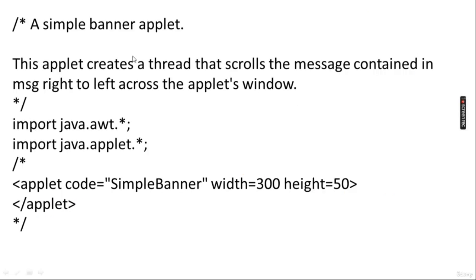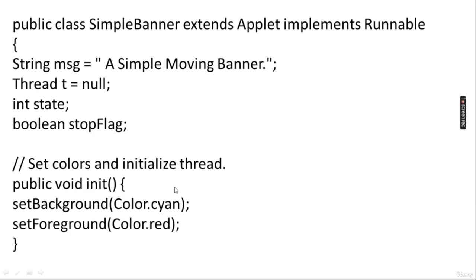The banner applet is here. SimpleBanner is its name. It extends Applet and implements Runnable, a simple moving banner. Thread t is equal to null, a state, and a boolean stop flag. So three things are there. The second thread object we are creating instead of the main thread. Since it is implementing Runnable, the complete SimpleBanner is the main thread and this t is the second thread. And stop flag, true or false.